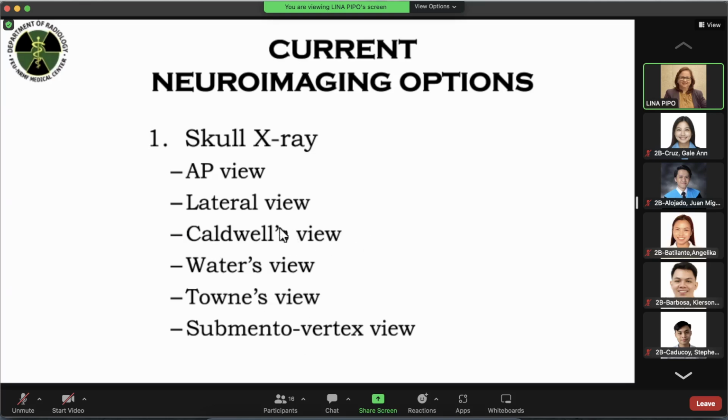Your Caldwell's view is suited for your frontal sinus. Then your Waters view is for your maxillary sinus. The Towns view is for your better evaluation of the posterior fossa and to assess fracture of the skull. And then your segmental vertex view is for your sphenoid sinuses.